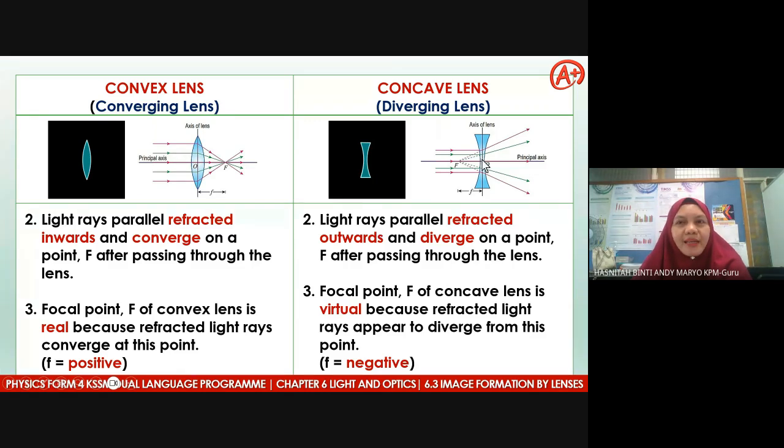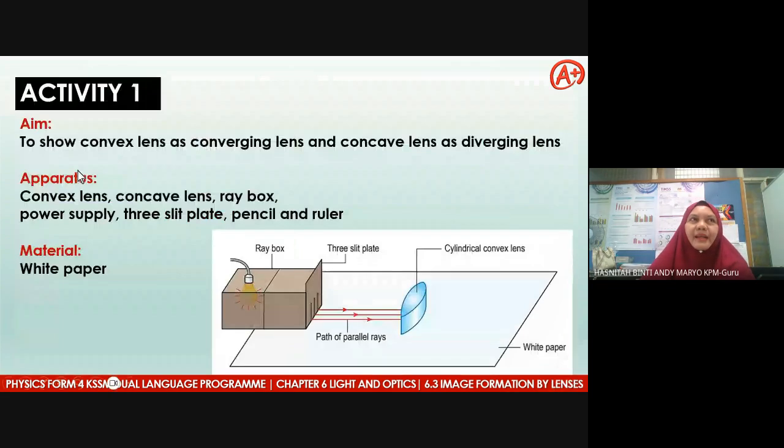If you look at these two diagrams, the focal point for the convex lens is behind the lens, so we call it a real focal point. Meanwhile, for the concave lens, the focal point is in front of the lens, so we call this focal point a virtual focal point. So that is the comparison between convex and concave lens, as for the beginning.